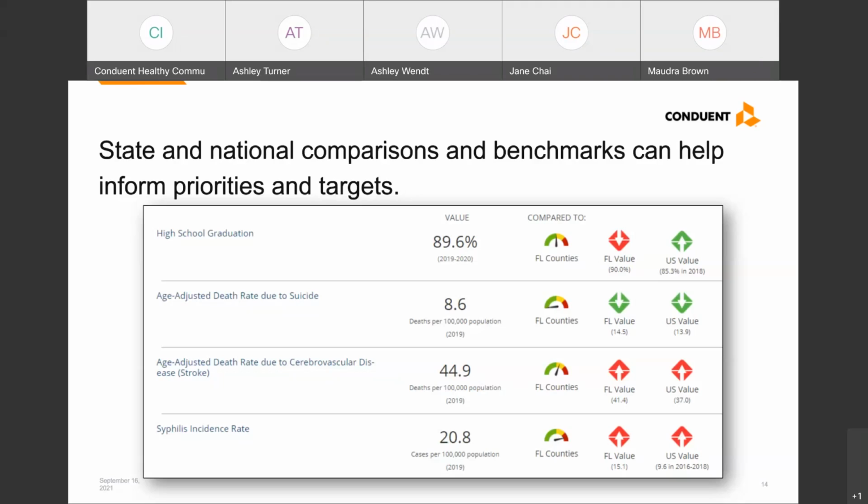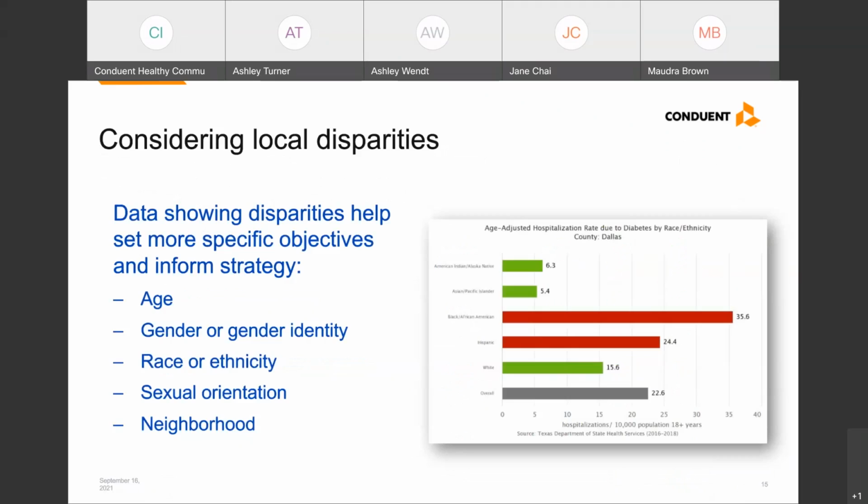For instance, if addressing STDs is a priority in your plan, and you know that syphilis rates are higher in your community compared to the state, you might set your local target to match the state's current value. Many communities have overall values that look better than state or national averages, but when you look at the data by age, gender or gender identity, race, ethnicity, sexual orientation, or neighborhoods, there are areas of disparities. Understanding these disparities at the local level can help inform targets and strategies in your plan.